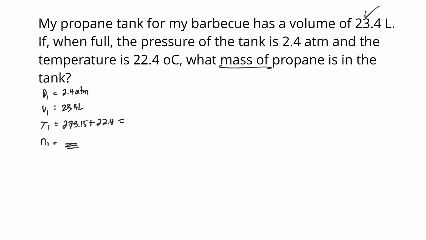Okay, let me add this together. So that'd be 295.55 Kelvin. And then this atmosphere is no good. I need kilopascals, right? So 101.325 kilopascals is the same as 1 atmosphere. So if I multiply those two, I should get my kilopascals. So 2.4 times 101.325 divided by 1. So 243.18 kilopascals.